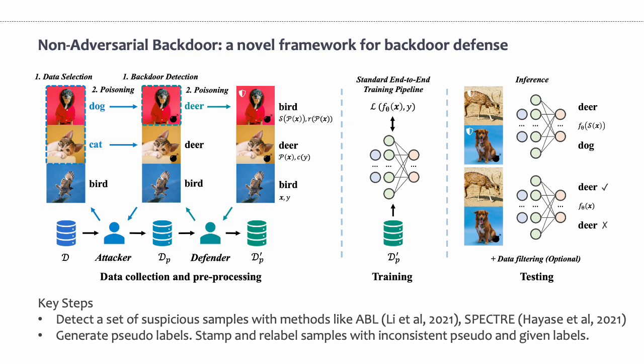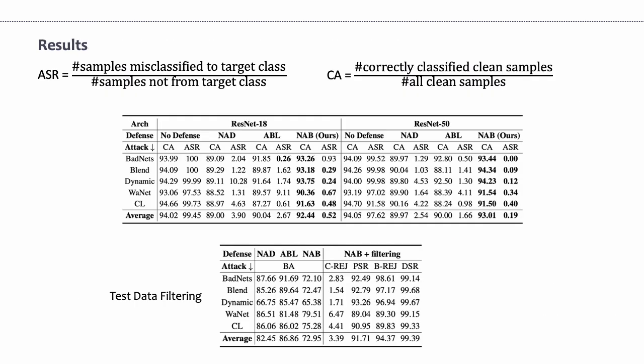We train models on the data with a standard end-to-end pipeline and apply the trigger pattern for NAB to every sample during inference. We test NAB across 5 representative attacks and 2 architectures, and compare it with 3 SOTA defenses. Our results show that NAB has significant advantages in both reducing attack success rate and maintaining clean performance.